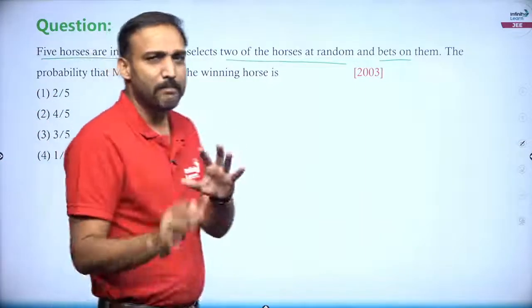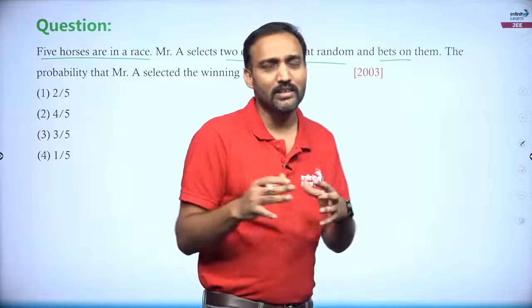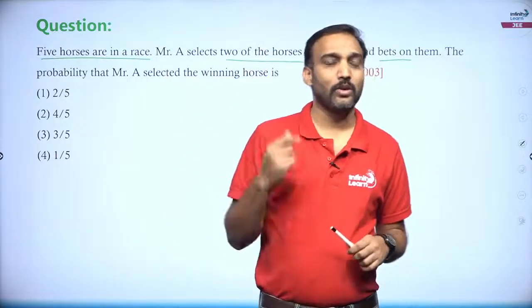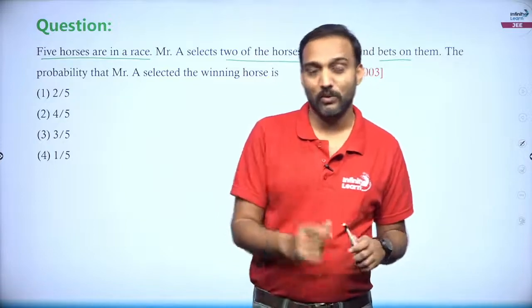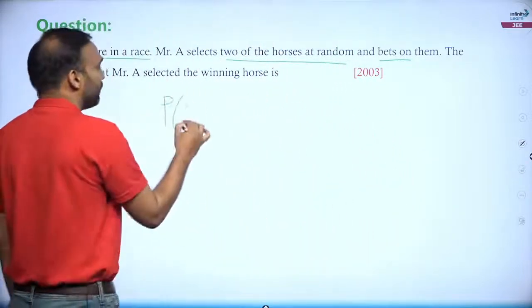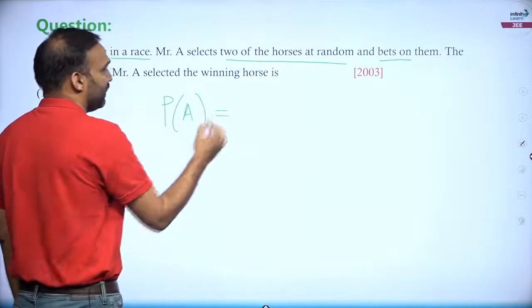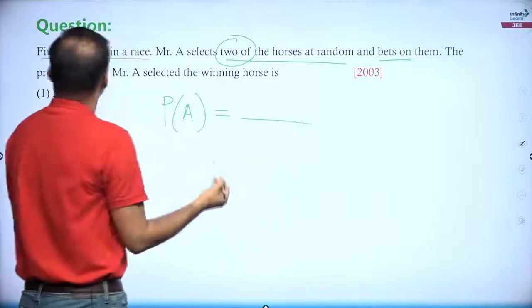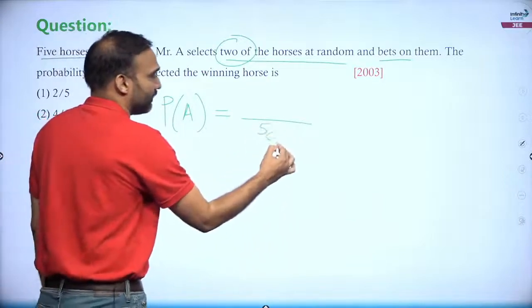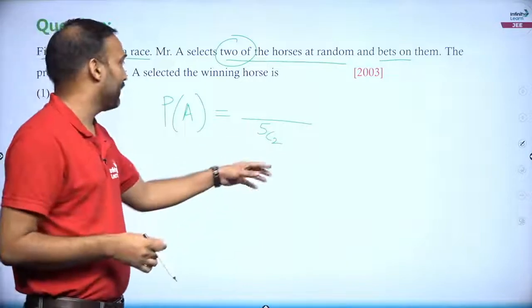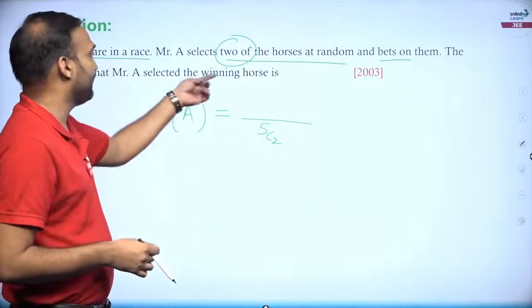It's a very simple question, right? It's an easy peasy type of question that can be solved in 30 seconds. You don't have to waste time over here. So if I find out the probability of A, he has selected 2 of the horses. So total possibilities would be 5C2, right? Selection of 2 horses out of the available 5 horses.